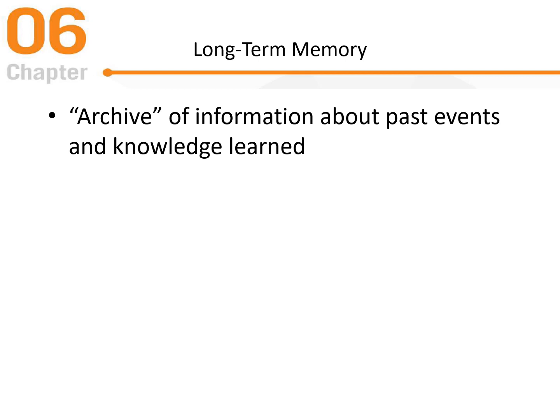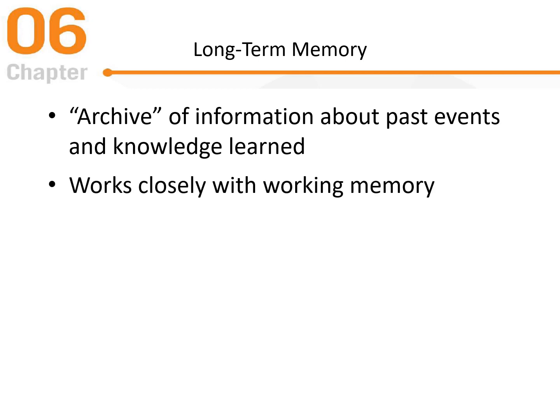So first, we can think about long-term memory as being more of an archive of information from past events and knowledge that we've learned throughout our lives. So this works very closely with working memory, as we know. For example, if we want to remember something that's in our long-term memory, we have to bring it into working memory in order to actually be able to use that information.